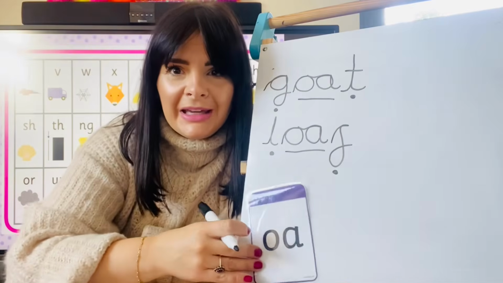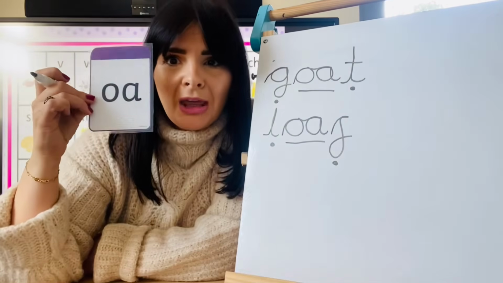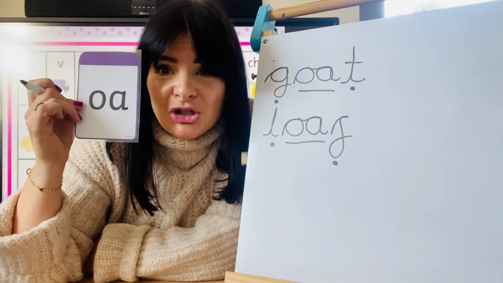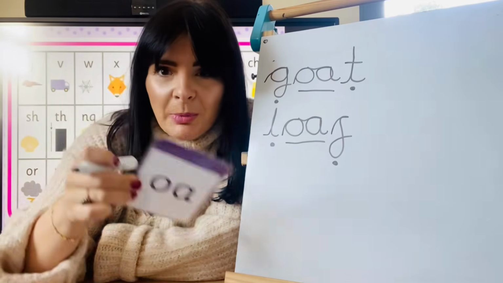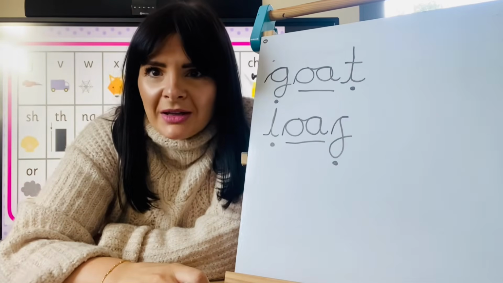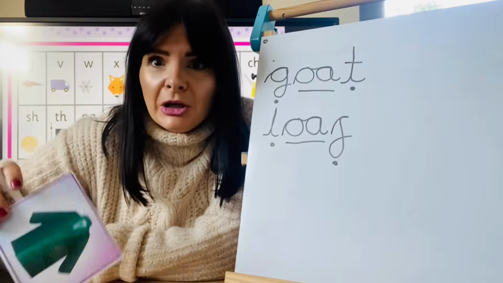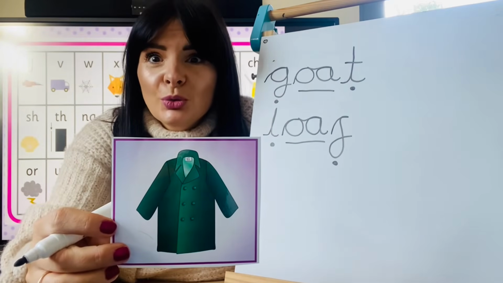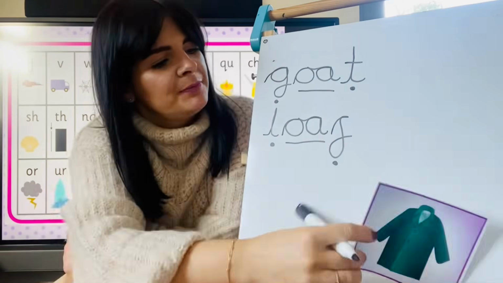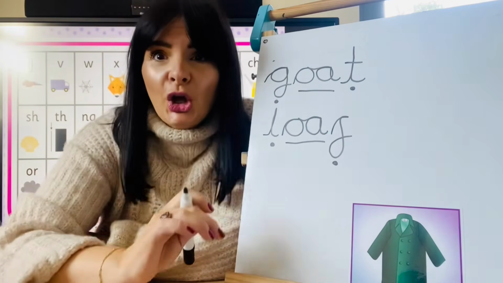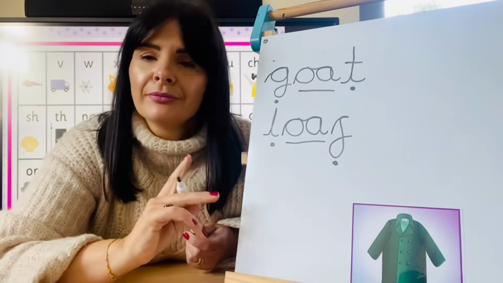Now for the last word, do you think I could take away the digraph without looking? Oh, I don't know if I can. I don't know if I can remember this. Can you help me? I don't know if I can do this on my own. I'm going to pop it down. I'm sure you'll be able to help me, won't you? Okay, the last word is coat. Coat. So I'm writing the word coat. Are we ready?